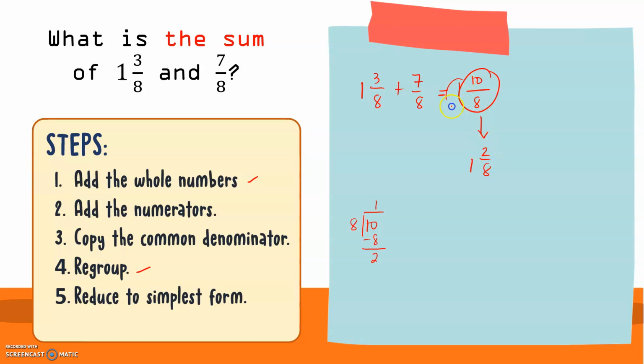But let us not forget that we still have here a whole, which is 1. So we will add 1 plus 1. That will give us 2. Then we copy 2/8. Now 2/8 is not yet in its simplest form, so let us reduce it to its simplest form. Let's use continuous division. Okay, 2 and 8 are both divisible by 2. 2 divided by 2 is 1. 8 divided by 2 is 4. That means the simplest form of 2 and 2/8 is 2 and 1/4. Okay, and this will be our final answer.